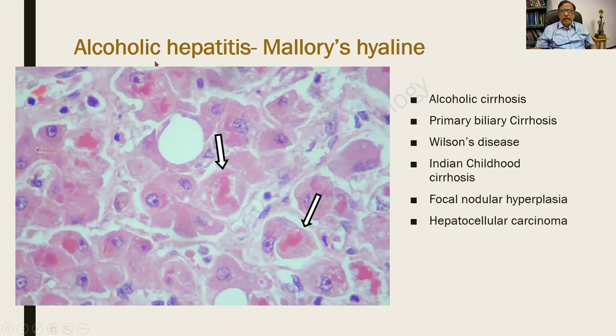But then a word of caution. Alcoholic hepatitis alone is not the cause for Mallory's hyaline. It can be found in alcoholic cirrhosis, biliary cirrhosis, Wilson's disease, Indian childhood cirrhosis, focal nodular hyperplasia, and hepatocellular carcinoma. Mallory's hyaline by itself can be asked as a question, or sometimes one of my favorite MCQs will be: Mallory's hyaline is found in all conditions except, and you should be familiar with the panel of causes for the Mallory's hyaline. And they are due to the degeneration of the intermediate filament. Please remember that.